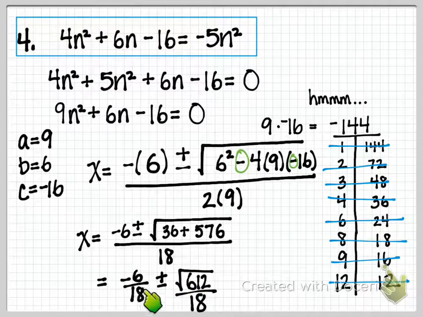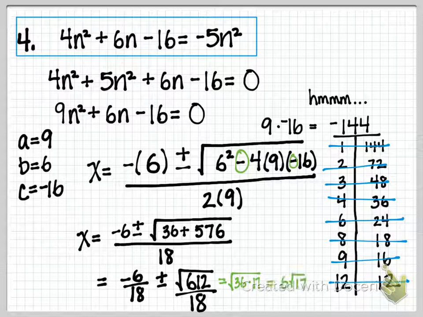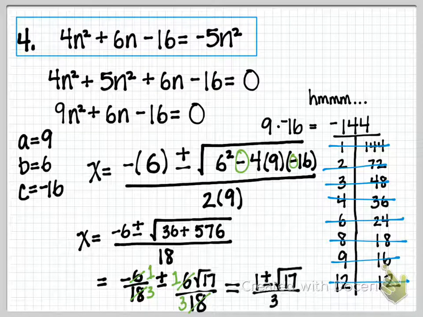And I've broken it up into two fractions just to simplify a little bit easier. And I notice that the square root of 612 is 6 root 17. And then I'm going to simplify because 18 and 6 are both divisible, and so I end up with 1.